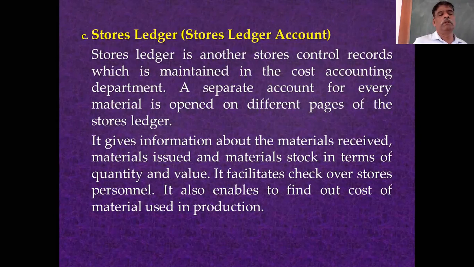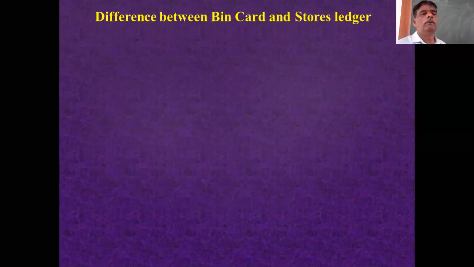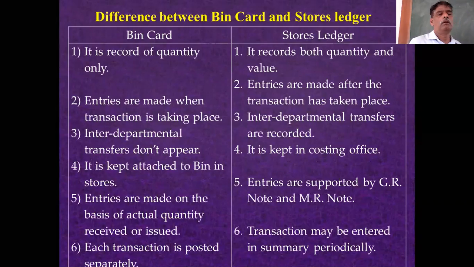This helps us to find out the cost of material used. Okay, this is the important one. Remember this. The first important thing is the bin card. Secondly, the store ledger is important. We see the difference between the bin card and the store ledger. What are the differences between the bin card and the store ledger? You see, these are the differences.